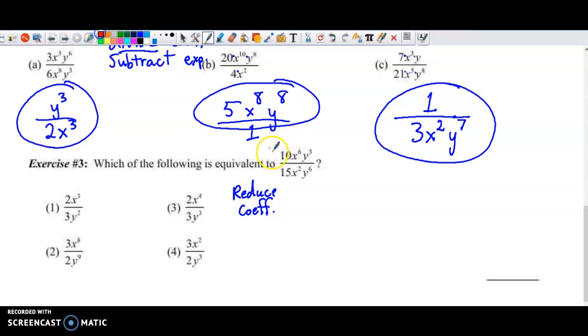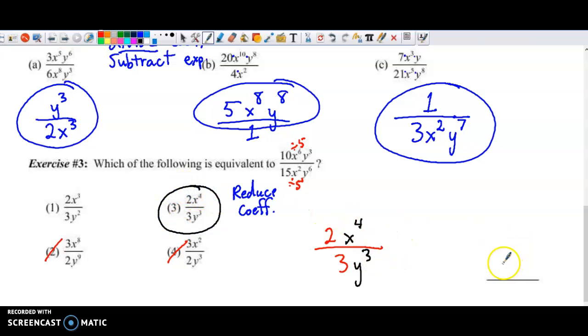And the top and bottom, those coefficients are both divisible by 5. So if I was trying to work it out that way, 10 divided by 5 is 2 on top. 15 divided by 5 is 3 on bottom. So as you look at the options, a few are bad options. There's more x's on top. 6 minus 2 is 4. And there's more y's on bottom. 6 minus 3 is 3. Which looks like that would be this answer. Option 3.